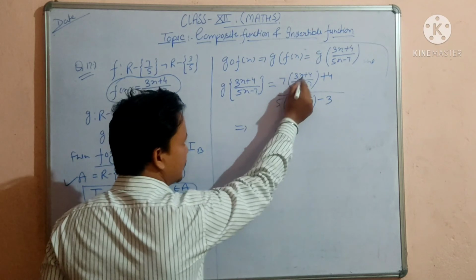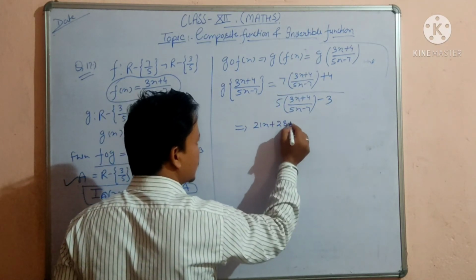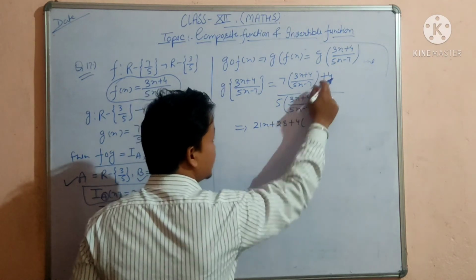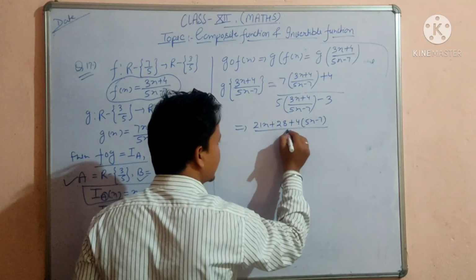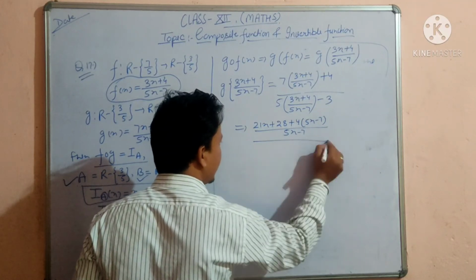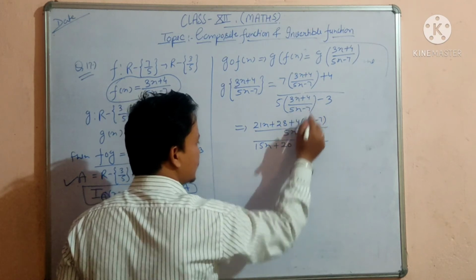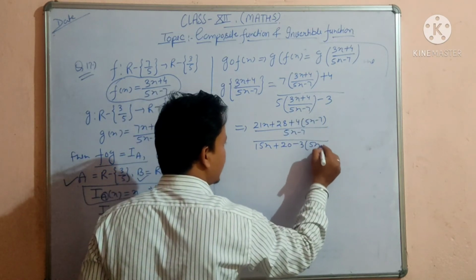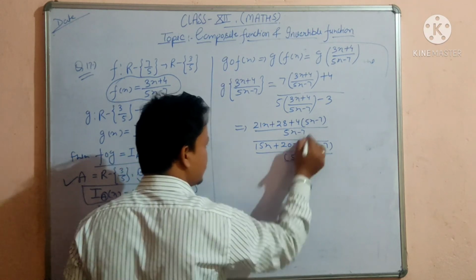So 7 times 3 is 21x, 7 times 4 is 28, plus 4 times this will be multiplied, (5x − 7), and whole upon (5x − 7), divided by here 5 times 3 is 15x plus 5 times 4 is 20 minus 3 times (5x − 7), whole upon (5x − 7). This will be cancelled out.